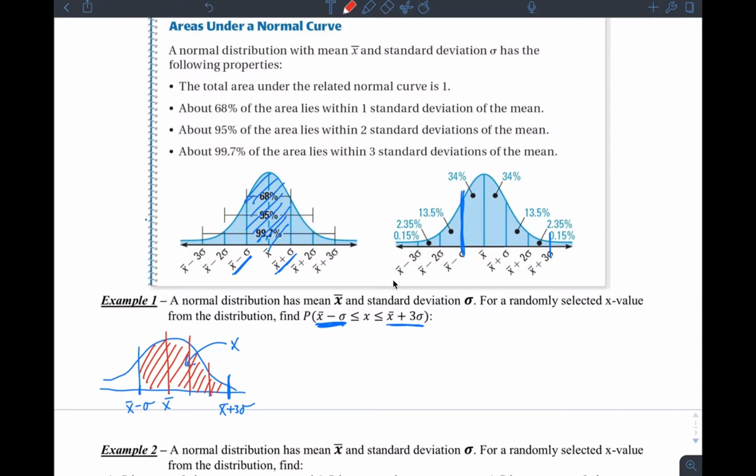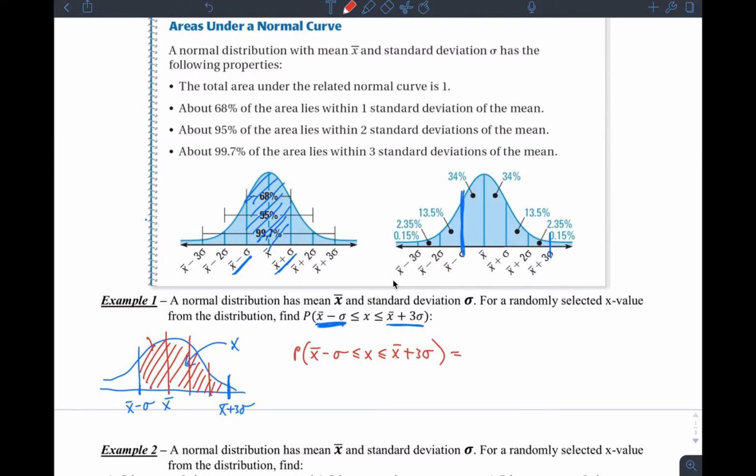So you should get used to writing probability like this: probability that x, a randomly selected x, is between x bar minus sigma and x bar plus 3 sigma. Don't worry too much about how attractively you are writing sigma. It takes some practice. I still mess it up all the time. And that's equal to, and then you calculate the probability. Probability is actually a decimal number, but here they're using percentages, so I'll accept either answer, but it's actually a decimal number.